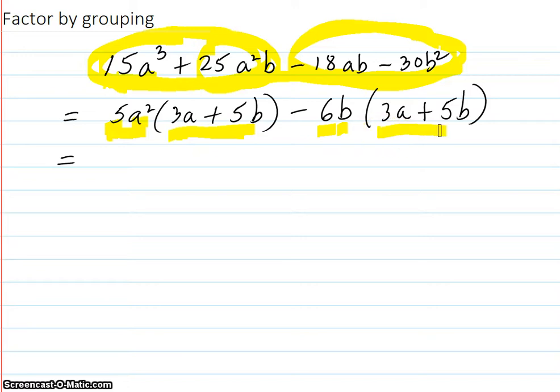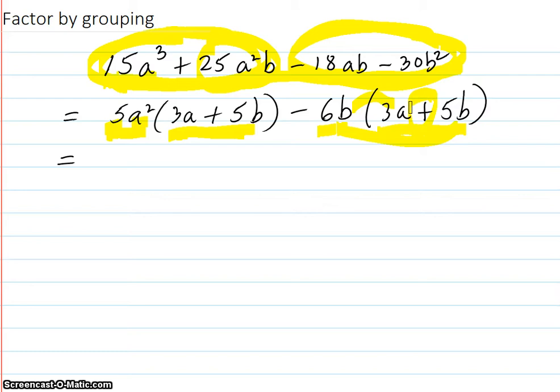And then you write in the parentheses what you need to get back to the original. Negative 6B times 3A is negative 18AB. And then multiply this over here. 6B times what is 30B squared? So that would be 5B. And then make sure you have the sign correct right there.